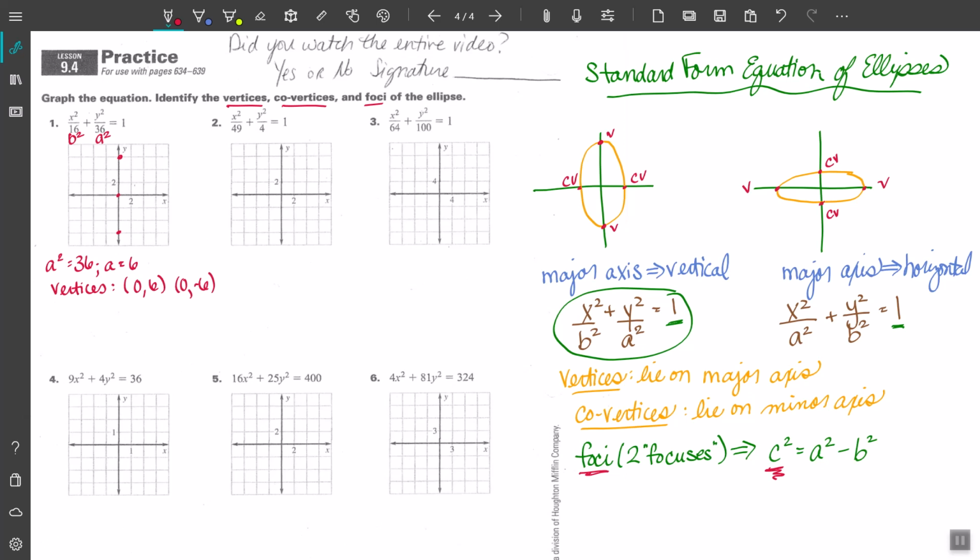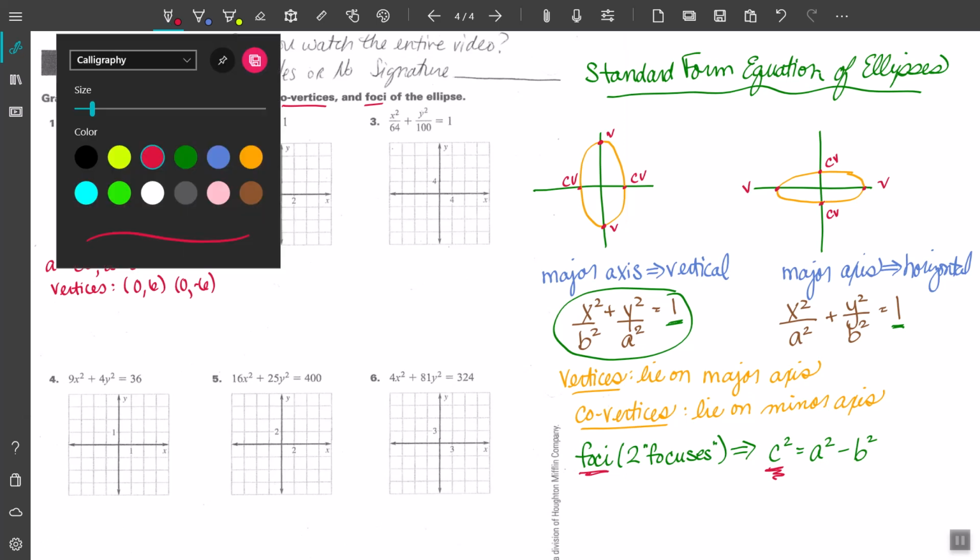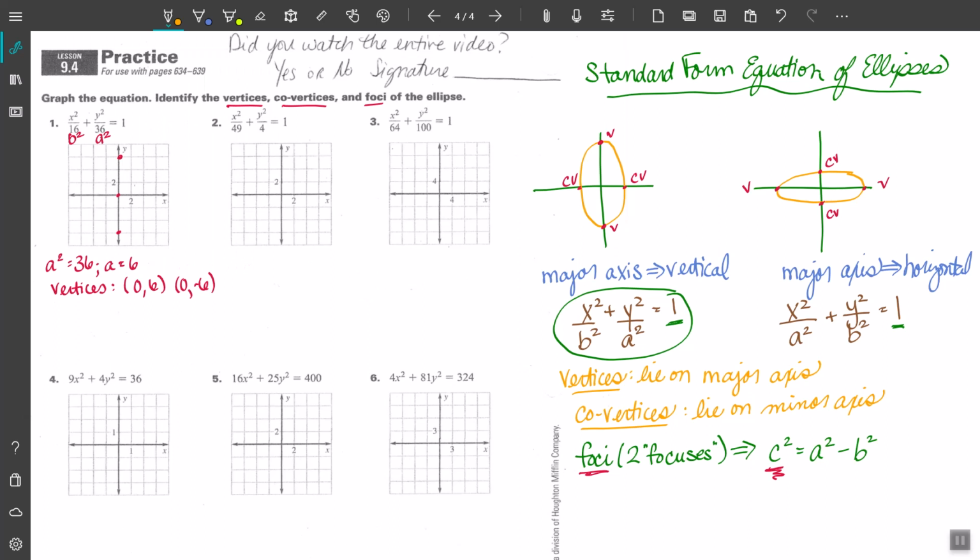All right, so then now we need to find the co-vertices, and so we'll do that by finding our b value. So our b squared equals 16, which means our b equals 4, and so that means I'm coming out, this is my minor axis, so I'm going to come out 4 units on either side of the origin, because that's the center of our circle in this case, and then if I were to write them out as coordinate pairs, we would have that at 4, 0, and -4, 0.